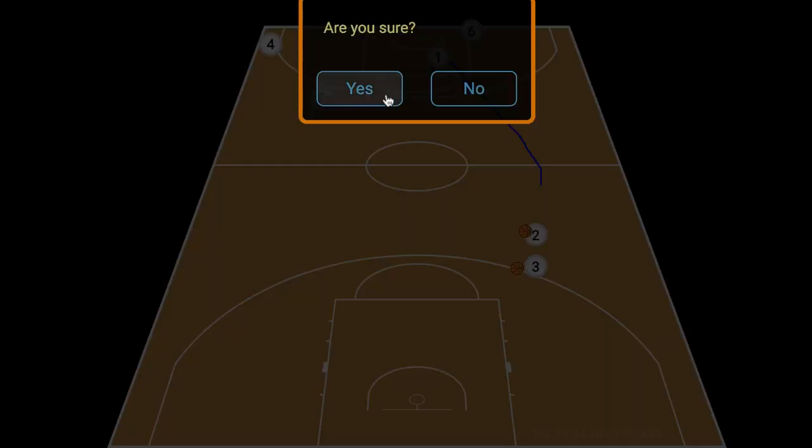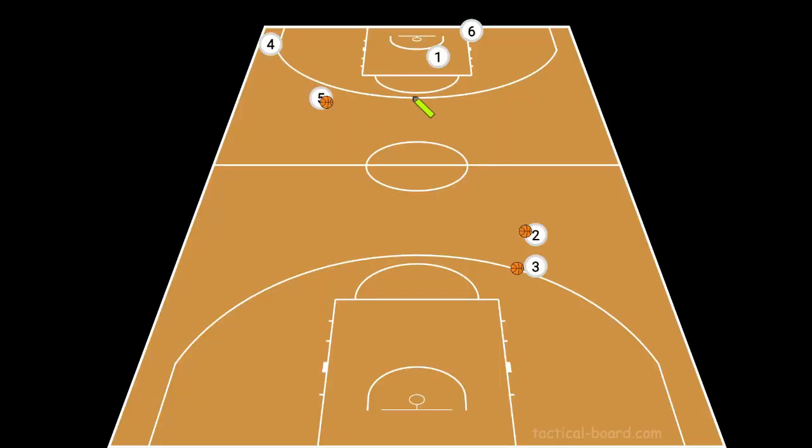Okay. So now we're set up like this. We have the ball swung from side to side. Now, in terms of the players that are passing the ball, they're going to follow their pass. So number one is going to follow their pass, and they're going to come to this spot. And number four is going to follow their pass, and they're going to come then to this spot. What number five is then going to do is attack the basket for a layup.